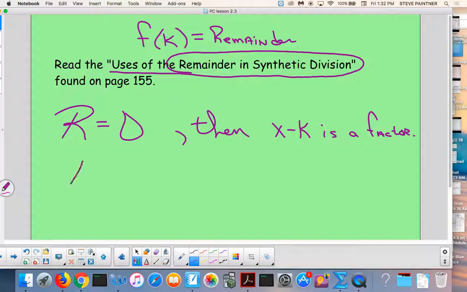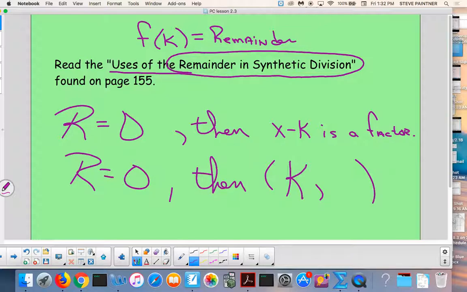What else happens? It's an x-intercept. So then k comma 0 is what? The x-intercept. Right? I can throw numbers in for you, but I think you get it. Any questions?